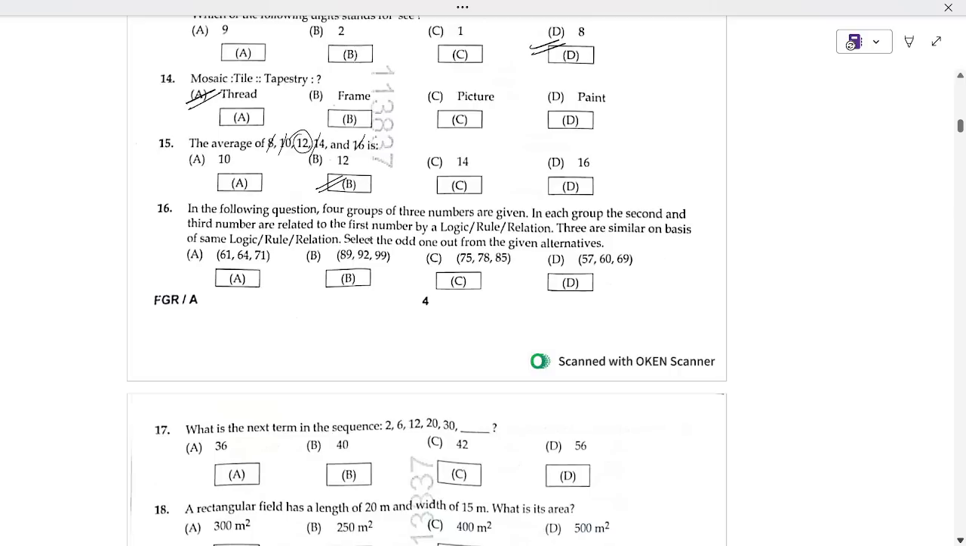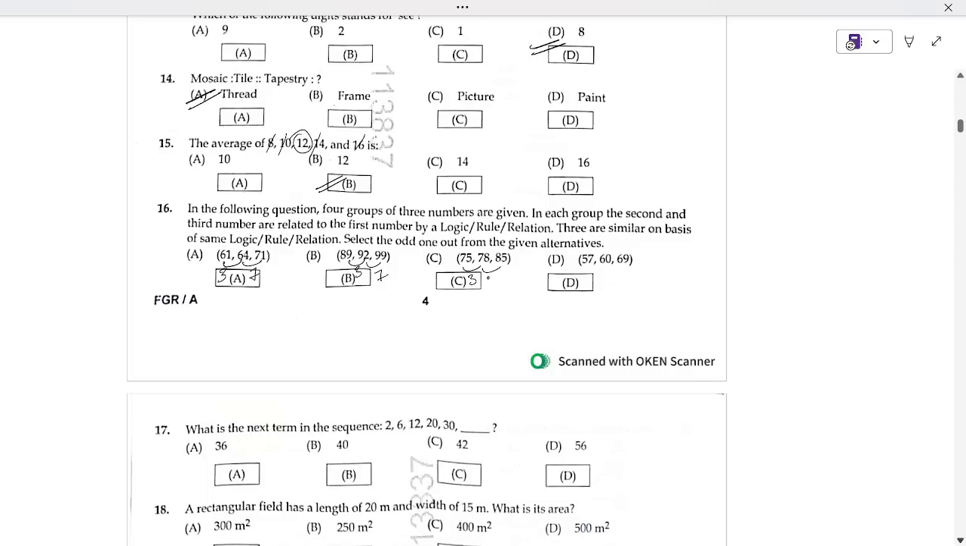Alright, reasoning. Here they're saying select the odd one from the given series. Let's check 61, 47, 61, 64, 71. The difference is 3, and then here how much is it? This will give us 6, 7. The difference is 3, then the difference is 7. That means 3, 7, 3, 7 difference.